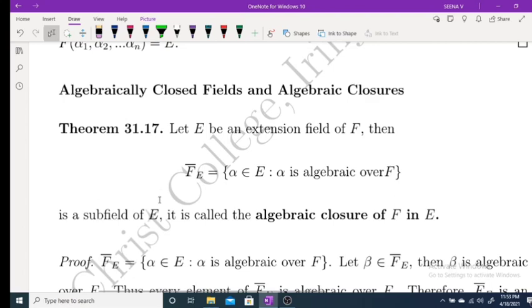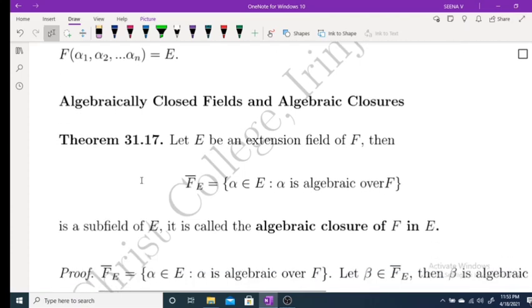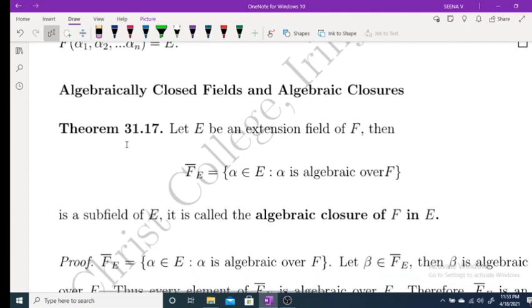Now moving to the next theorem, next section: algebraically closed fields and algebraic closures. Now the first theorem, this is important. Let E be an extension field of F, then F_E closure, equal to the set of all alpha belonging to E such that alpha is algebraic over F, is a subfield of E, and it is called the algebraic closure of F in E. What is F_E closure? F_E closure is the set of all alpha belonging to E such that alpha is algebraic over F.